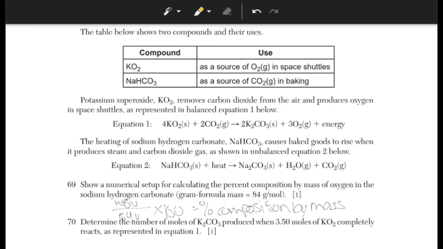Determine the number of moles of K2CO3 produced when 3.5 moles of KO2 completely reacts, as represented in equation 1. When 4 moles of KO2 undergo a chemical reaction in equation 1, it produces 2 moles of K2CO3. The ratio is 2 to 1. So, if 3.5 moles of KO2 undergo a chemical reaction, then half as many moles of K2CO3 are produced. 3.5 divided by 2 is equal to 1.75. 1.75 moles will be produced.